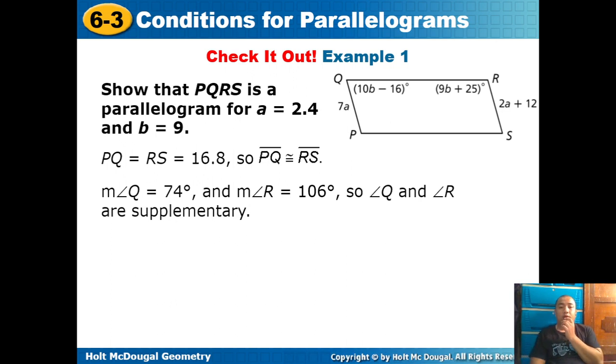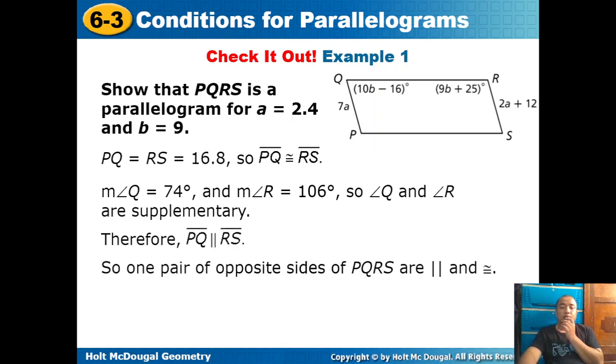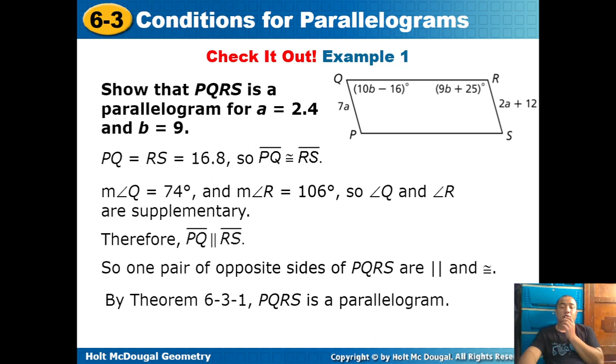Angle Q is 74 degrees. How did you get that? Substitute. 10 times 9, okay, 90 minus 16, 74. Or 81 plus 25. 81 plus 25 is 106 degrees. Now if we add, yes, the sum is 180 degrees. Therefore, angle Q and angle R are supplementary. And in the first place, they are consecutive angles, so they are supplementary. So PQRS is a parallelogram. That's the answer. So one pair of opposite sides of PQRS are parallel and congruent. And by Theorem 6-3-1, PQRS is a parallelogram.